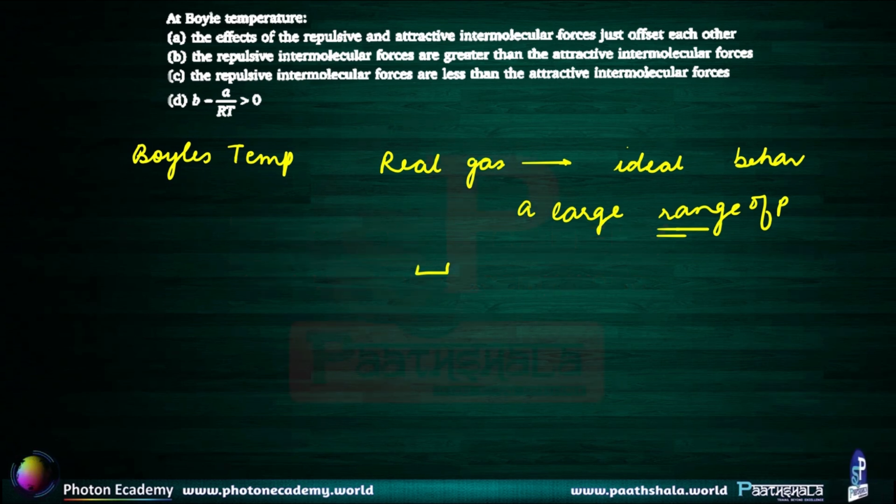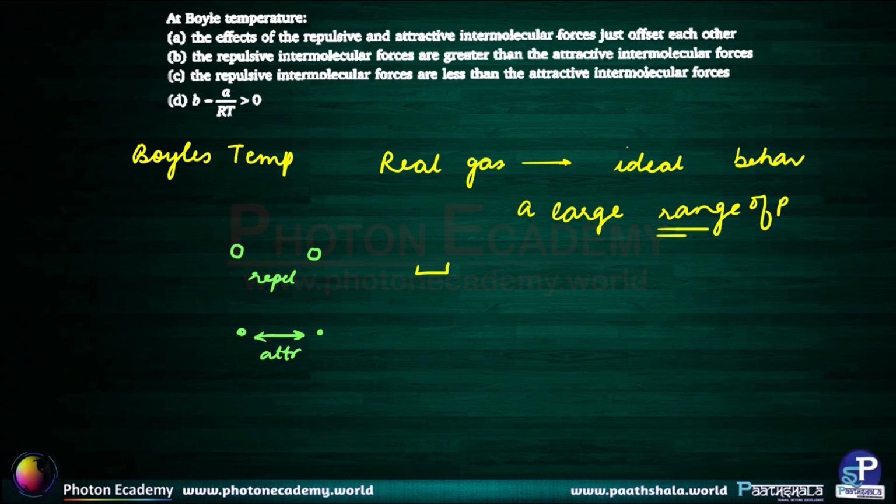The effects of the repulsive and attractive intermolecular forces just offset each other. Exactly, this is true because for a real gas, the molecules can either repel or the molecules can attract, right? And if the molecules repel, then the volume attained by the gas would be higher than that of ideal gas. And if they attract, the volume obtained will be lower than that of ideal gas.